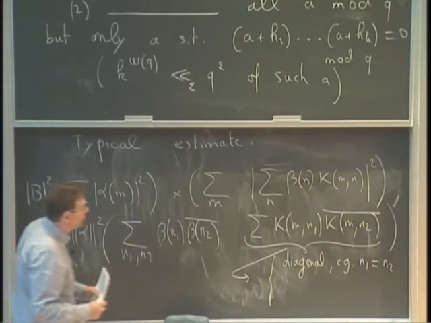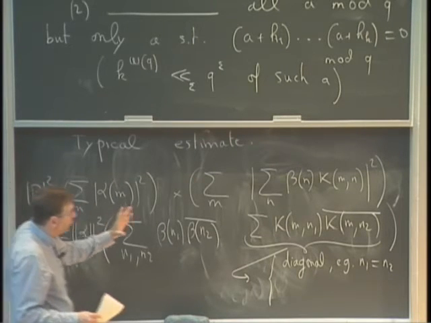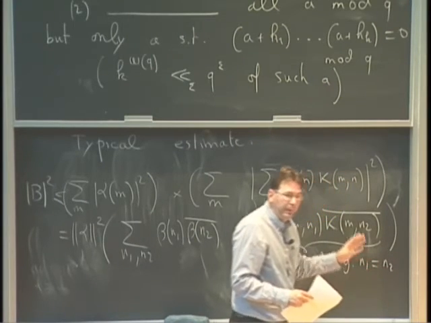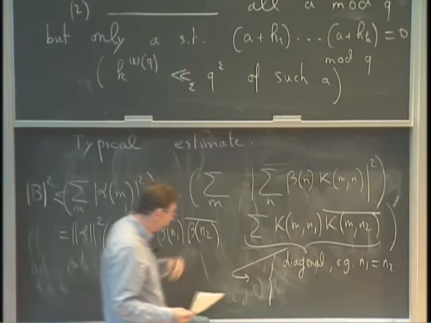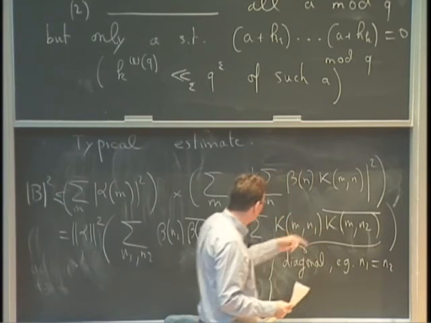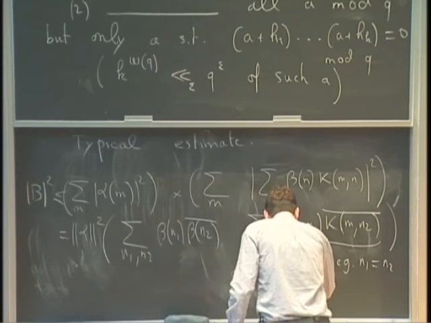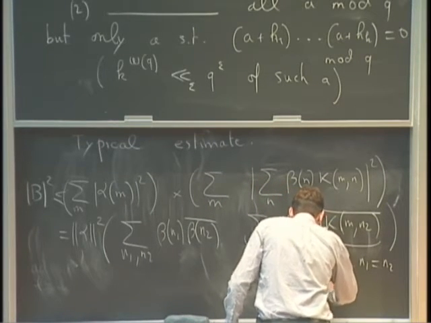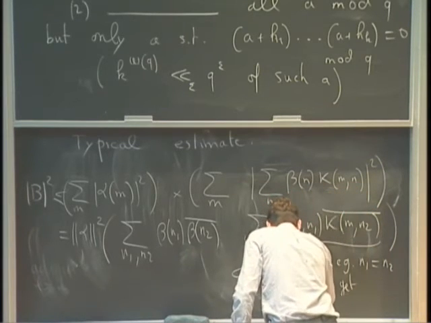But somehow the hope is always that this diagonal, if you think of the pairs of two variables as being a two-dimensional set, is defined by equations that are kind of one-dimensional. So that the number of diagonal terms is quite a bit smaller than the total number of pairs n1 and n2. And then there's the non-diagonal part, where you want to get a better bound.